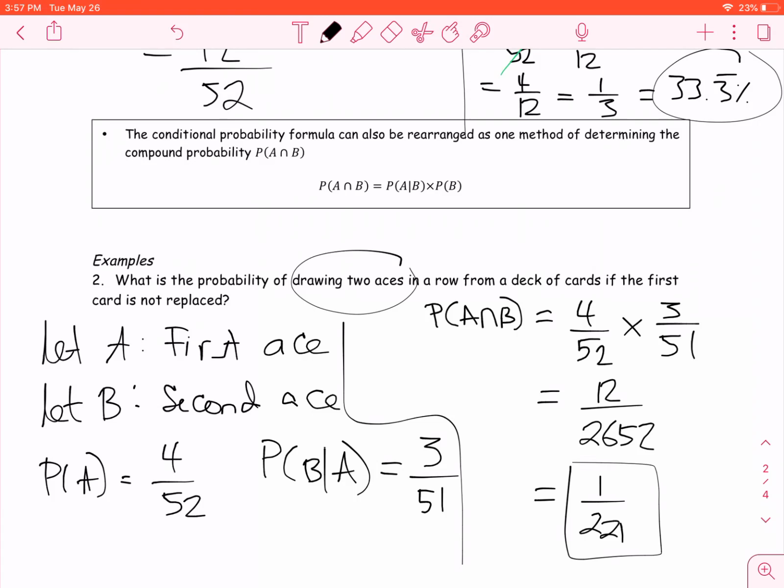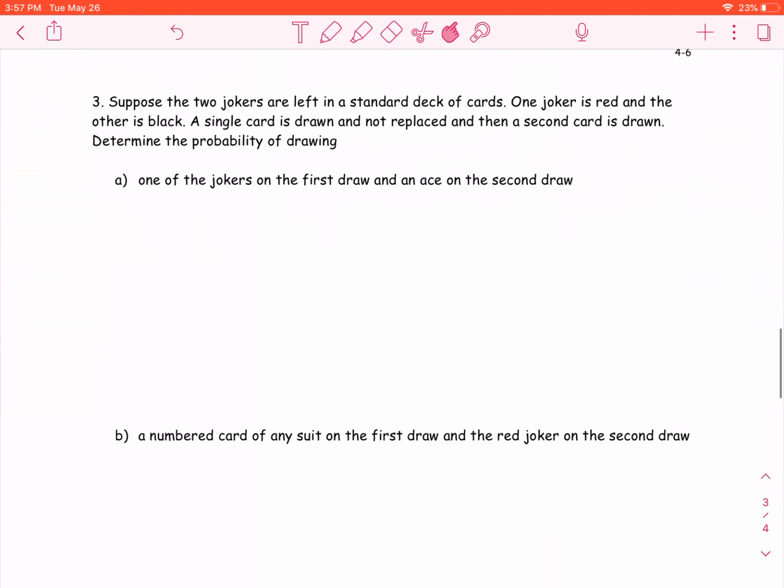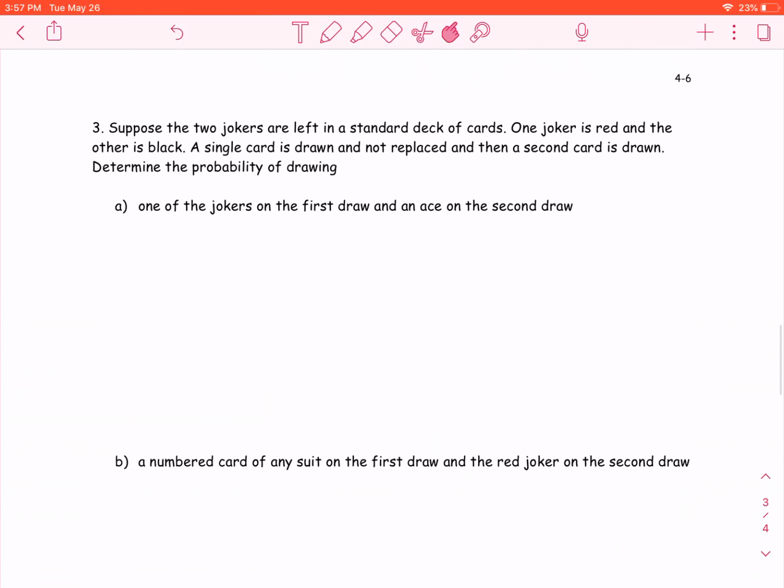Okay, so that's the probability of drawing 2 aces in a row from a deck of cards if the first card is not replaced. Alright? Cool. Okay, so we'll move on to our last question for this section.